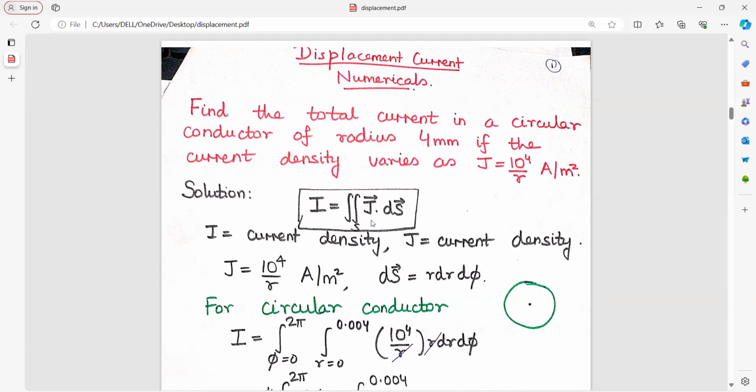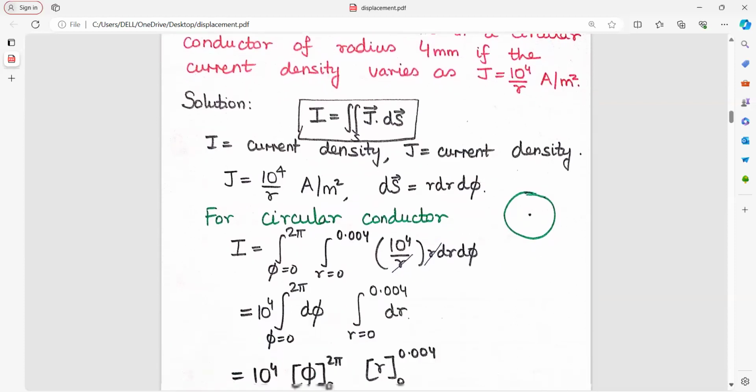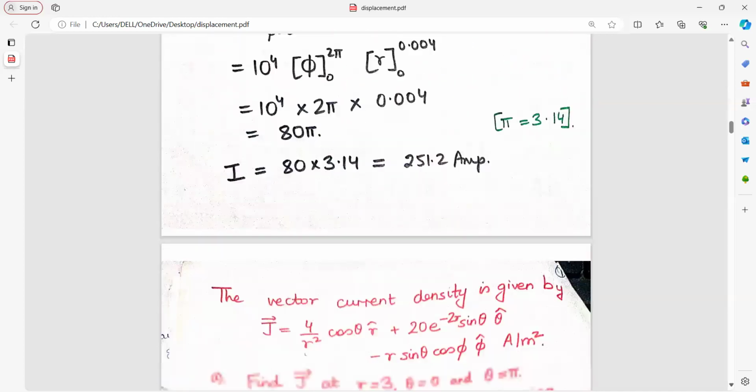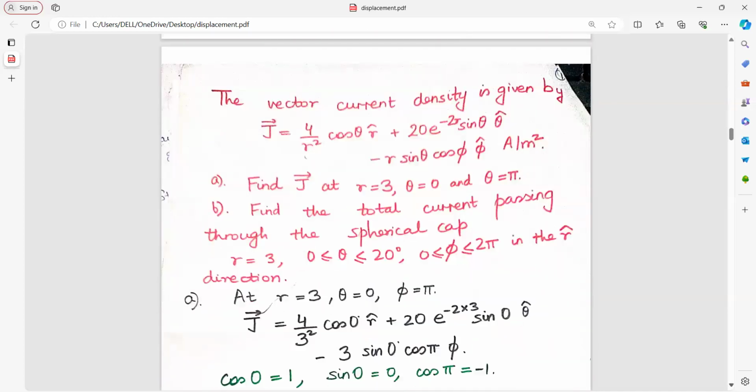And then integration will be, because it is a circle, so phi will vary from 0 to 2 pi, and the radius will vary from 0 to 4 millimeter. That is 0.004 meter. And then I will simply put these values and get the answer. The vector current density you have been given in this form. Now you have to find the total current and J.